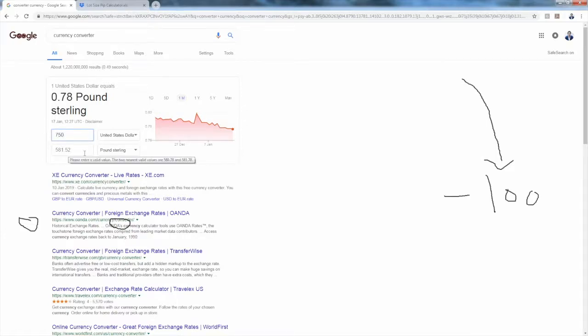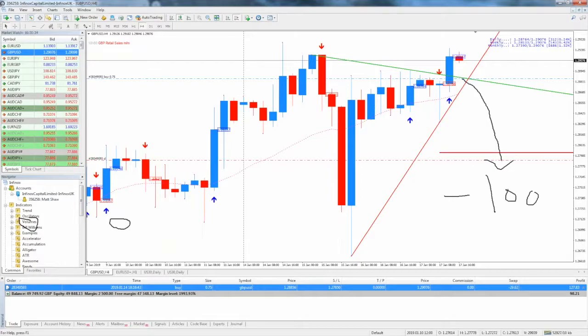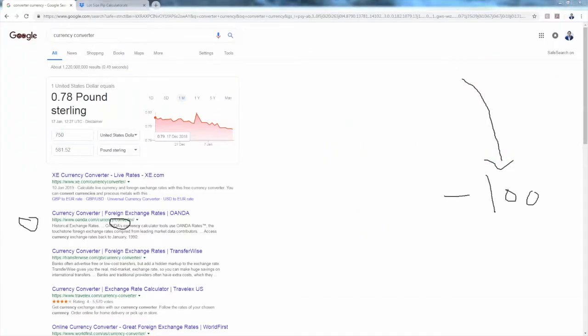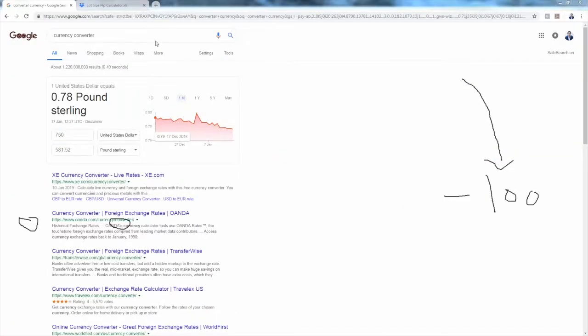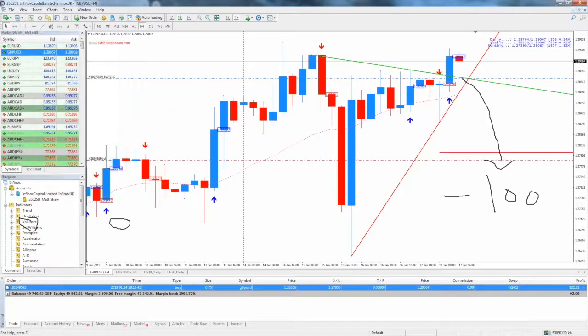It's just a little bit less now, it's moved. So £581. Now £581 on a 49,800 pound account is pretty much just over 1%. That's about 1.3%. I'm not going to get a calculator up, but that's roughly 1.3% risk.